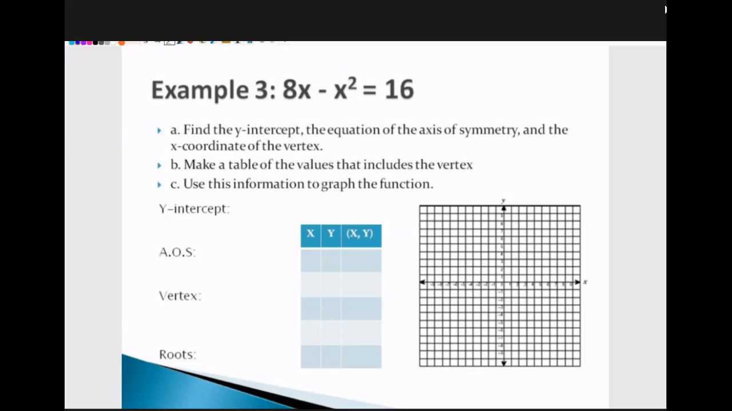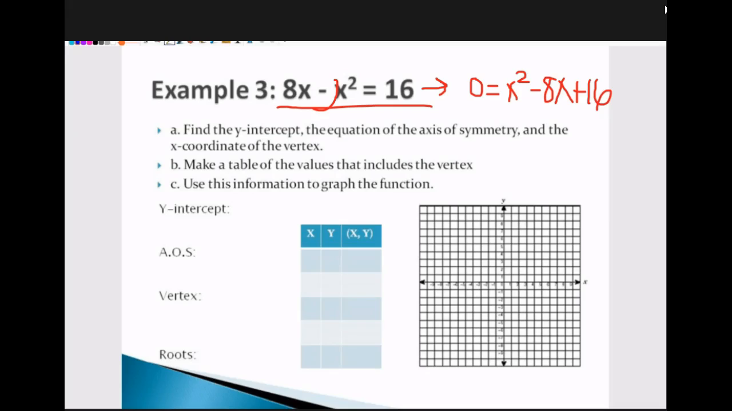So the last example, remember I told you have to make sure your equation is set equal to 0. So currently that equation is set equal to 16. So you have two choices. You can move your graph to the right, or you can move your equation to the left. Personally, I don't like a negative on my x squared. So I'm moving my equation to the right. So it would be 0 equals x squared minus 8x plus 16. That way my x squared is positive.